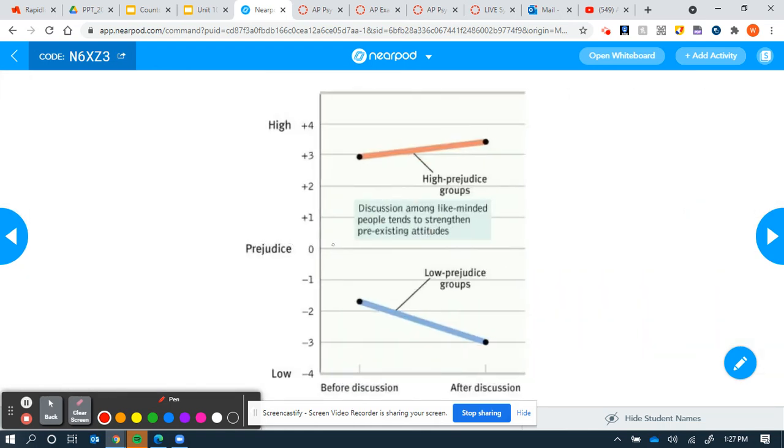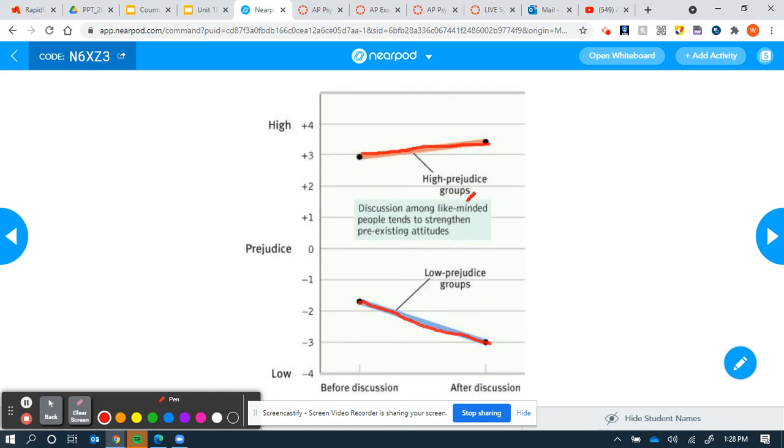Okay, so you can see here with high prejudice groups, like the Ku Klux Klan, individually they may be here, and then as they get together as a group, they become more racist. But low prejudice groups, say like the ACLU, the American Civil Liberties Union, here they might be here, but then after they discuss a topic, they tend to become less prejudiced. They go in the opposite direction.